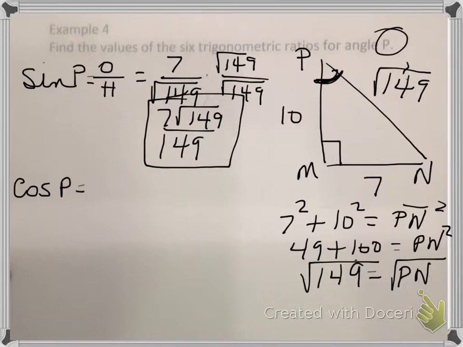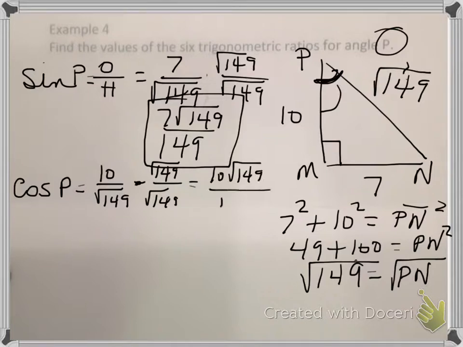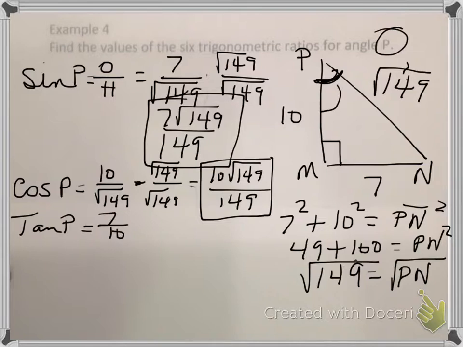Cosine is going to be adjacent over hypotenuse. So that is 10 over rad 149. Can't have a rad in the denominator, so I multiply by rad 149 over rad 149 to get rid of the rad. So that's 10 rad 149 over 149. That gets rid of the rad in the denominator. Tangent of P is adjacent over hypotenuse. No, it's opposite over adjacent, or SOHCAHTOA. So opposite over adjacent, which is 7/10, and that doesn't reduce.